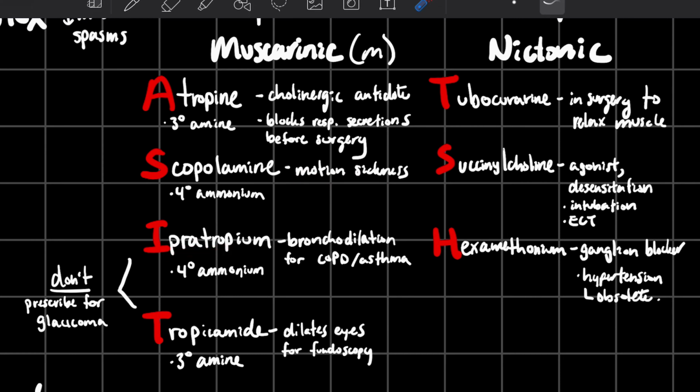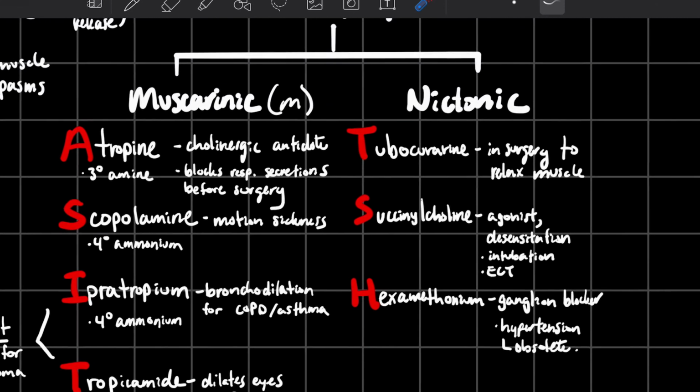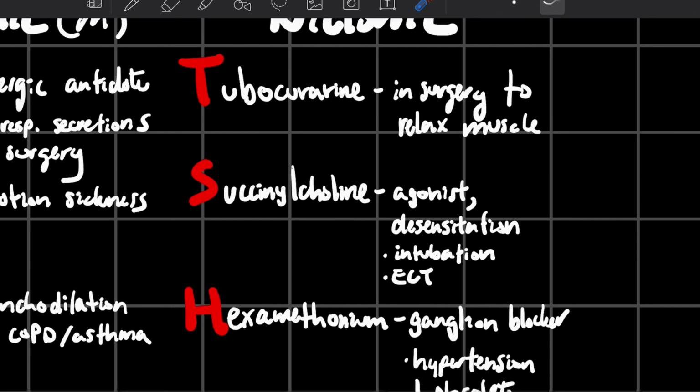Your ipratropium is going to be for bronchodilation. So if you're trying to help treat asthma, for example, you can give this to patients with COPD or asthma. And then your tropicamide is going to dilate your eyes for fundoscopy. So it's going to prevent that PNS innervation, and as a result, your eyes are going to be dilated because remember, your PNS constricts your pupils, right? And remember, for these, just don't prescribe for glaucoma because glaucoma is increased pressure in your eye. If you dilate your eyes, for example, you will exacerbate glaucoma and maybe potentially lead to blindness, okay?